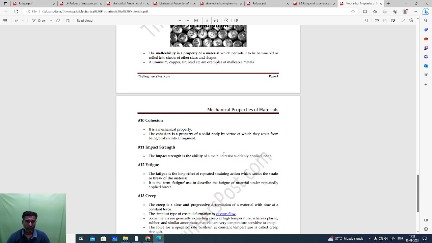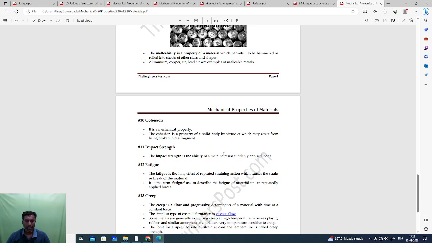Next one is cohesion. Cohesion is also one of the mechanical properties. It is the property of a solid body by virtue of which it resists being broken into fragments. That solid body may be composite, combined, or deformed, and it resists being broken into fragments. That is cohesion.